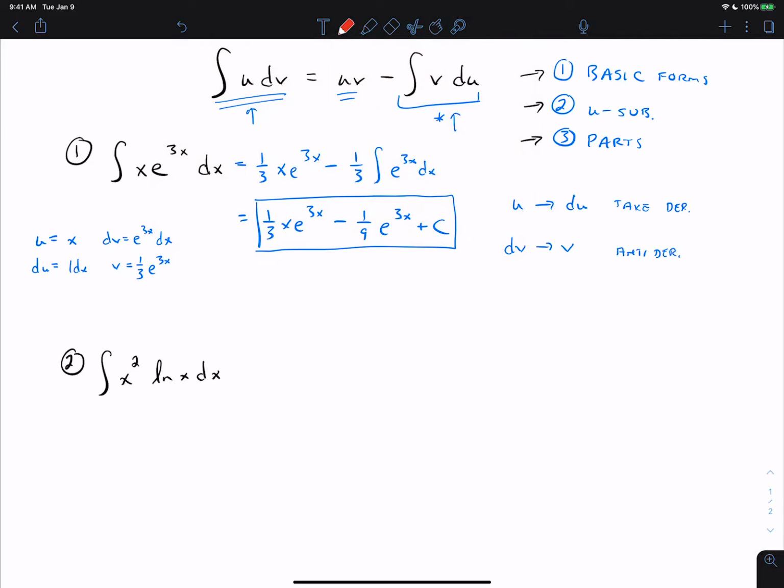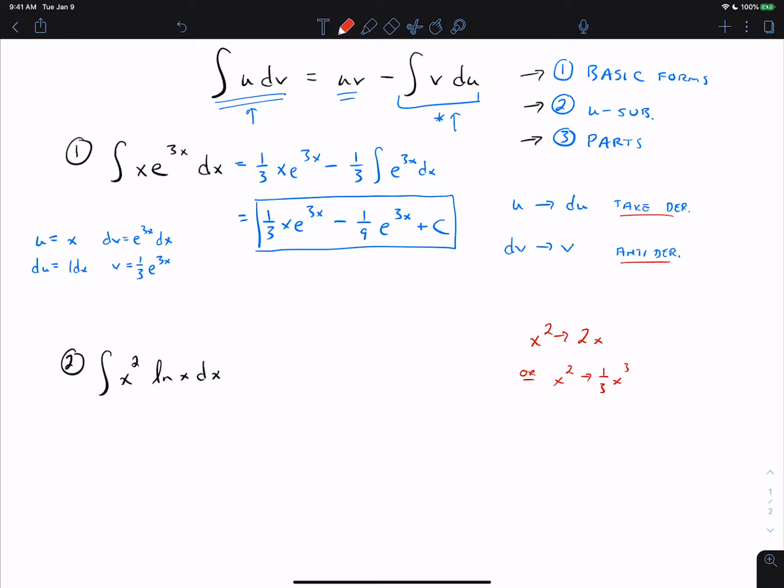So u is going to be x squared, or u is going to be natural log x, and dv will be the other part. We're going to take the derivative of one part and the antiderivative of the other part. So either x squared is going to become 2x, so basically just x, or x squared is going to become 1/3 x cubed in the new integral. Both of those might be okay, depending on what else it's with.